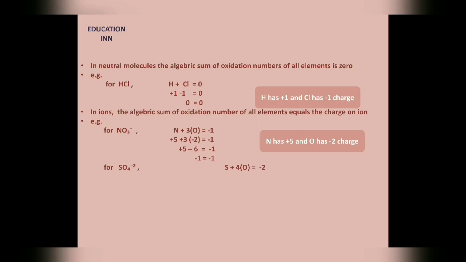Now let's have another example, the sulfate ion, sulfate radical, which has charge -2. Sulfur has +6 and oxygen has -2 charge. Putting these values, we get the sum equal to -2. So the sum is equal to -2, which is the charge on the sulfate radical.